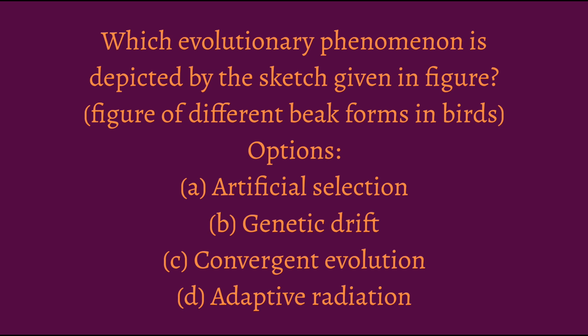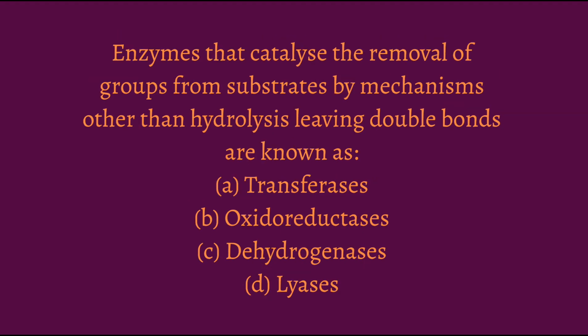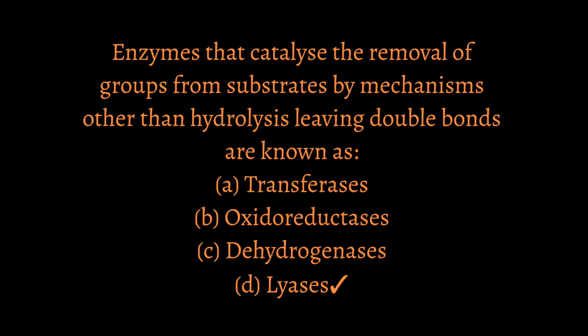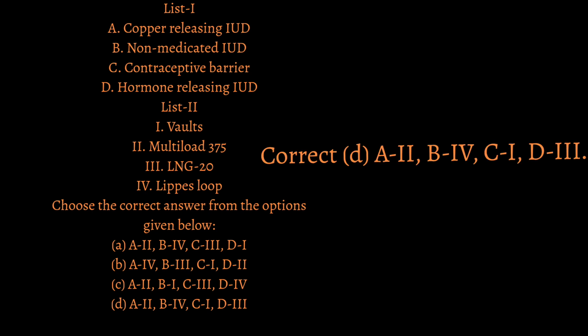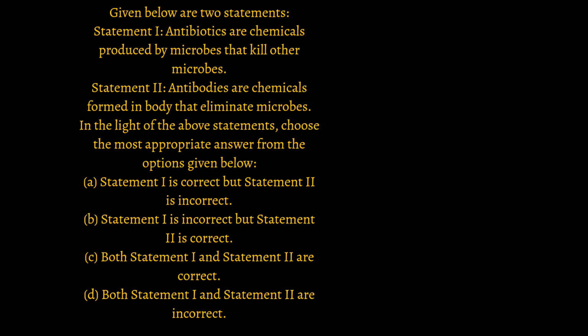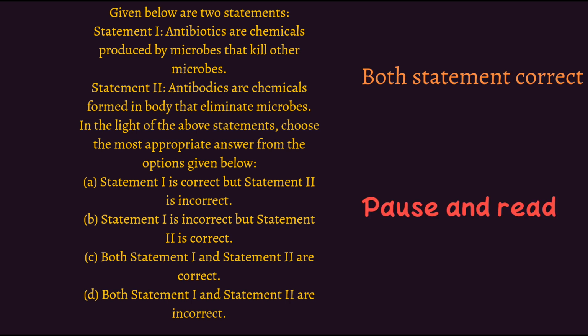Which evolutionary phenomenon is depicted in the given figure? So here the answer is convergent evolution. Enzymes that catalyze the removal of a group from the substrate by a mechanism other than hydrolysis, leaving a double bond, that is a lyase. Copper releasing IUD, here the correct answer is D, that is A is pairing with 2, copper IUD is pairing with Multiload 375 here. Then B is pairing with 4, C is pairing with 1, and D is pairing with 3.